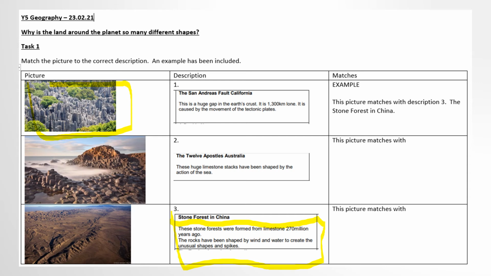Okay, so the way that I was able to match those pictures up was by looking closely at the clues, so I could see stone and trees, and it actually looks very densely compact like a forest.